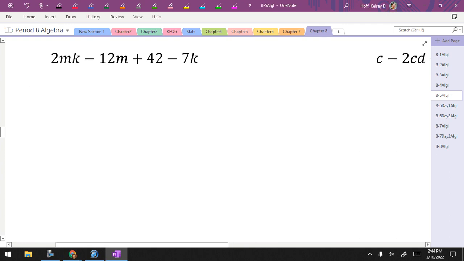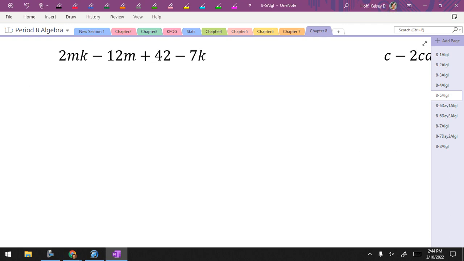Bottom left. 2mk minus 12m plus 42 minus 7k. Take a hint from what they just did. You maybe want to rearrange things in this problem, as long as you keep track of the signs.